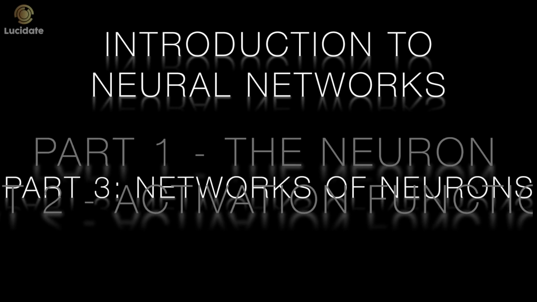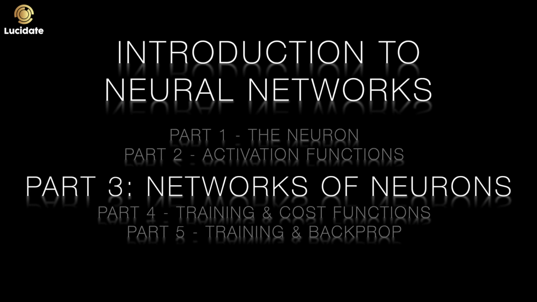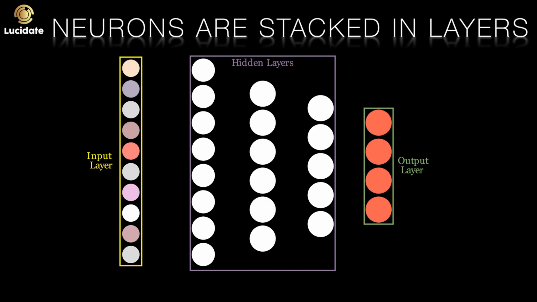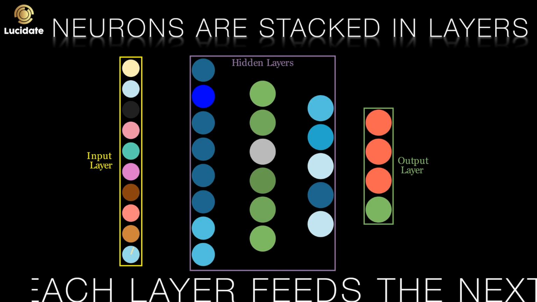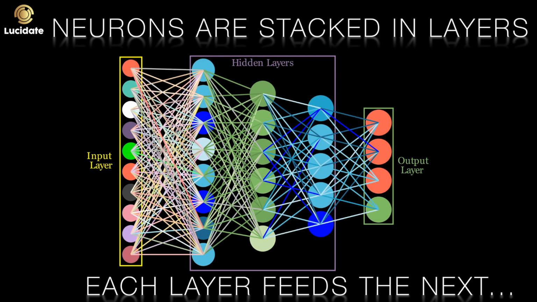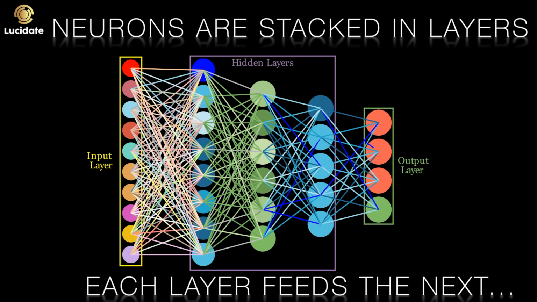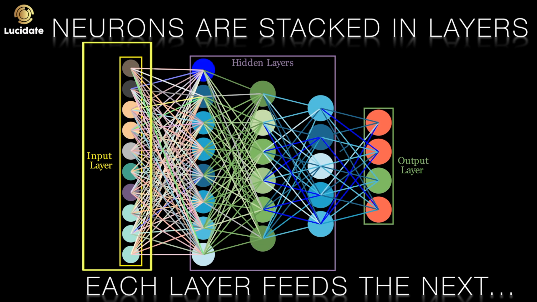In this post, we'll get to grips with neural networks. This involves stacking the neurons that we've studied in the past two posts into layers. The outputs or activations of neurons in one layer serve as the inputs into the next layer. This happens until we reach an output layer.